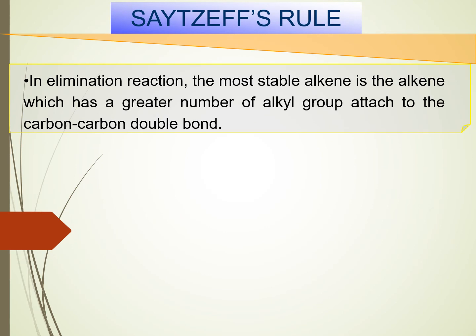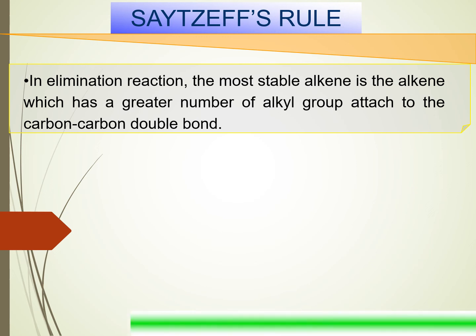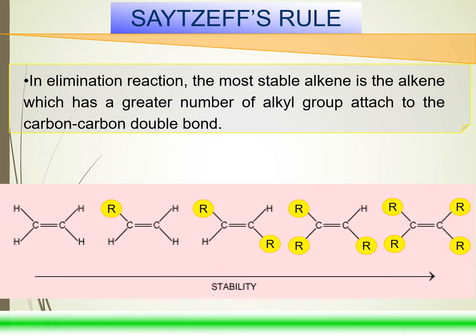Zaitsev rule. Zaitsev rule states that in an elimination reaction, the most stable alkene is the alkene which has a greater number of alkyl groups attached to the carbon-carbon double bond. Here we have 5 alkene structures. The one on the right-hand side has 4 alkyl groups, meaning that it has the highest stability compared to the structure on the left-hand side, which is ethene.